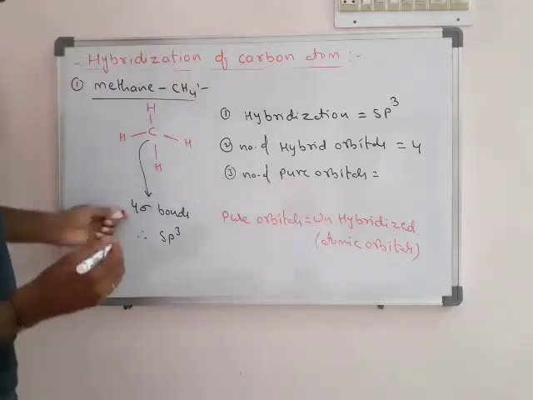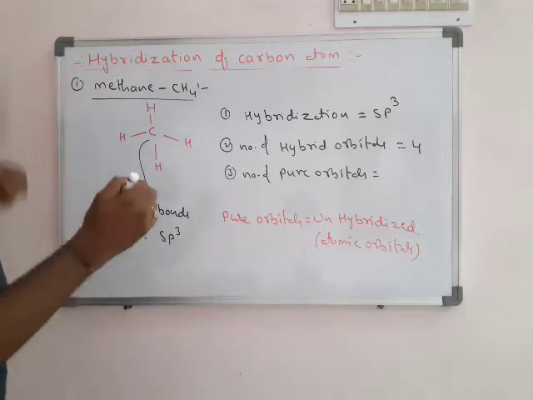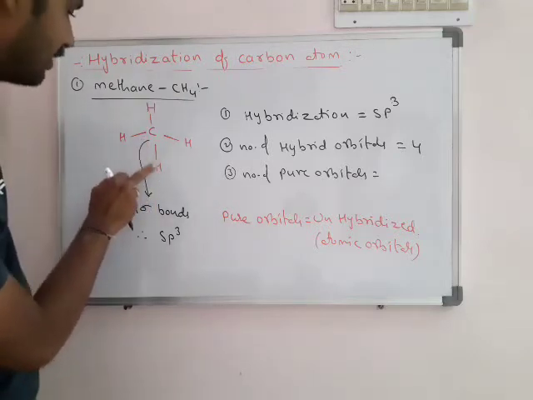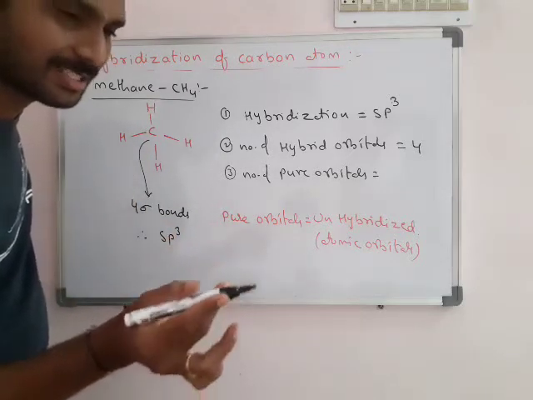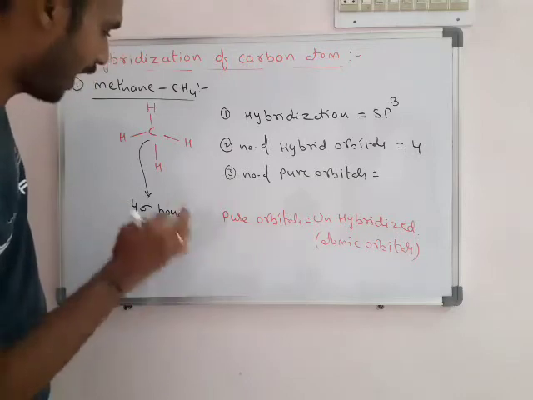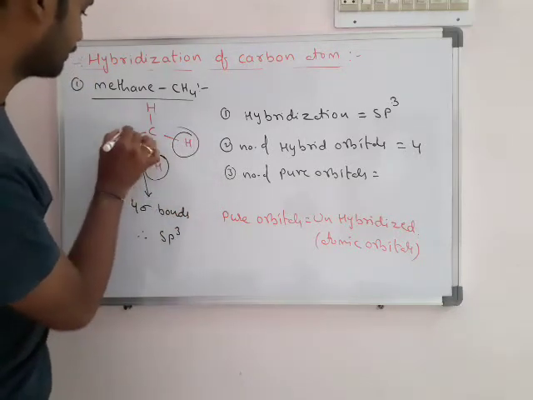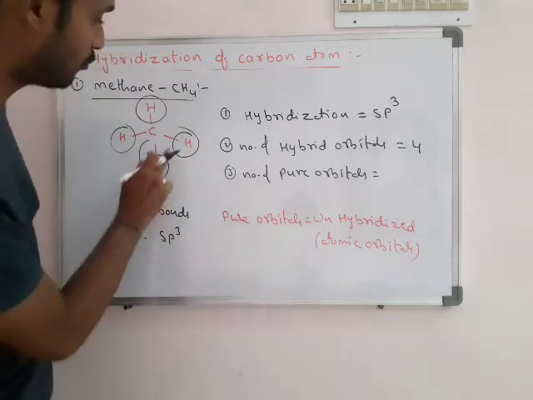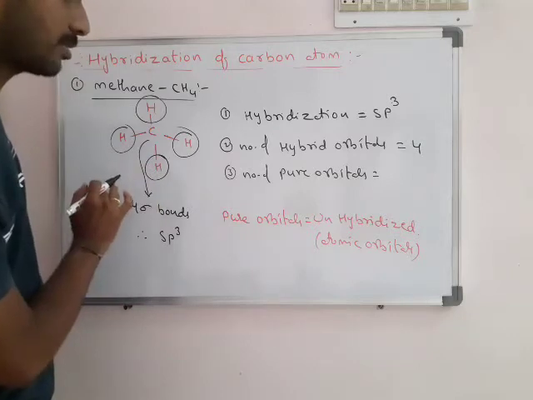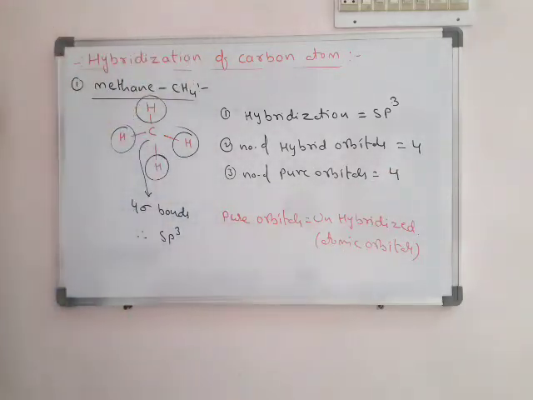In bond formation, we have to check the unhybridized orbitals. So how many? 4 hydrogens. The carbon is sp3, so the hydrogens involve their s orbitals. In the sp3 overlapping, that gives 4 hybrid and 4 pure orbitals. There is no other choice. Carbon has 4 sigma bonds, so it is sp3.